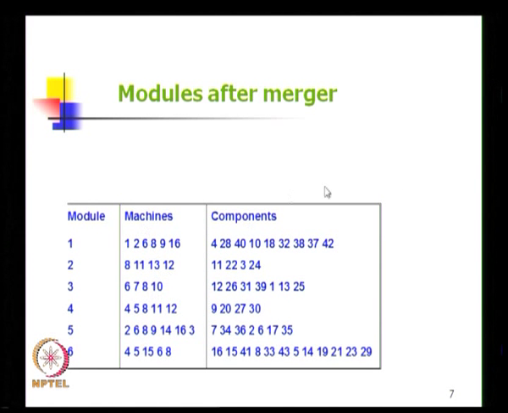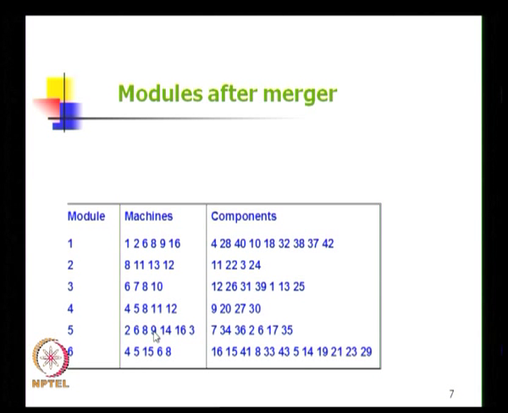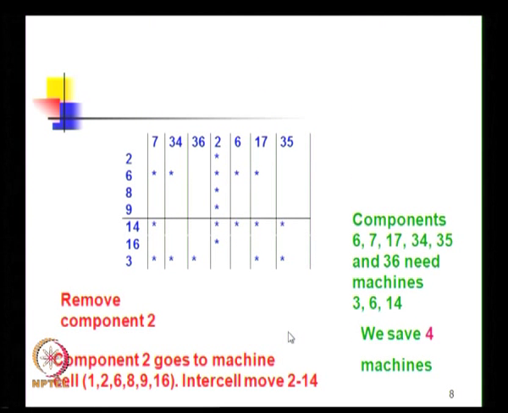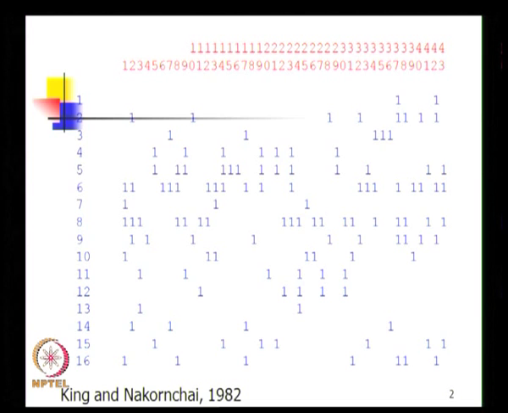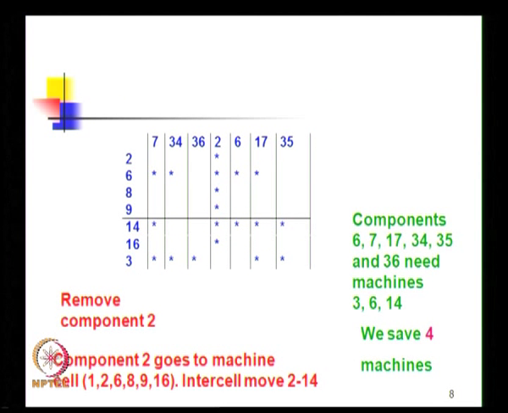Now, let us look at each one of these modules in a little bit of detail to see whether we can do some more things. Let us look at this particular module. There is a module here with machines 2, 6, 8, 9, 14, 16, 3, which makes components 7, 34, 36, 2, 6, etc. We have written these machines here and these components here, and we go back to the main matrix and capture wherever there is a 1 in that subset, and we have captured this in the form of a star.